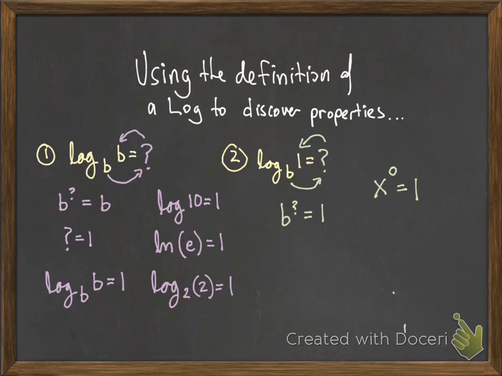So b to the 0 power is going to be 1, and therefore the question mark must be 0, because the only way you can get any base to go to 1, if it's not 1 already, or 0, is to raise it to the 0 power in order to apply this property right here.